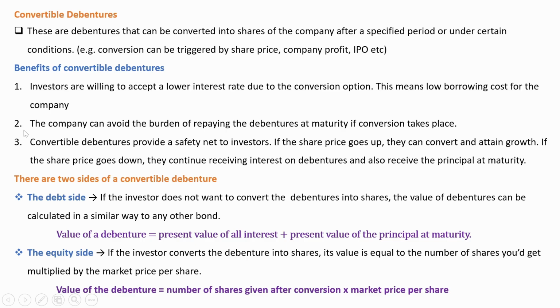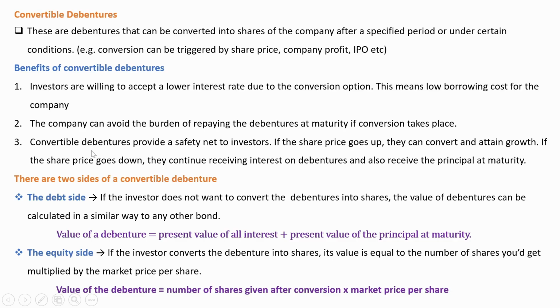The second benefit is that the company can avoid the burden of repaying the debentures at maturity if conversion takes place. So when the debentures mature and the investors decide to convert them into shares, it means the company will not have to pay the principal amount. So the company is not going to run out of liquidity. It is a benefit to the company.